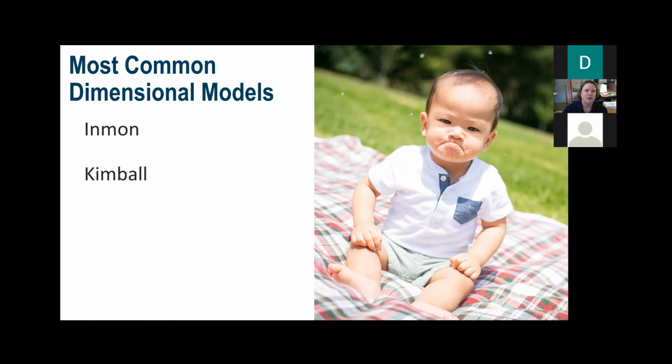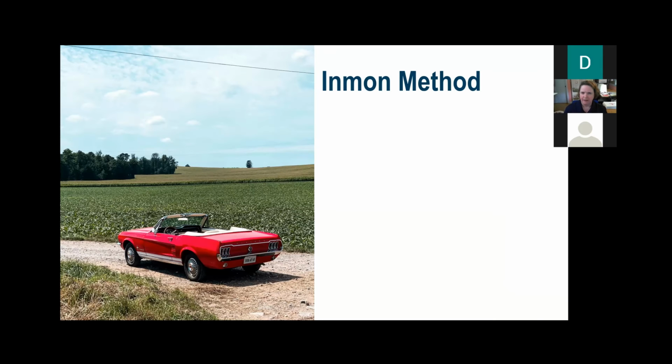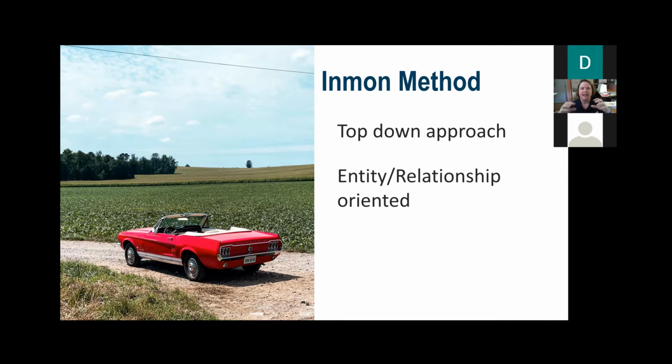All right, so what about that Inmon method? Well, that Inmon method takes a top-down approach. And what I mean by that is that it looks at the company as a whole and tries to build out this entity relationship-oriented diagram to make things relate together. And it's still in that very, very highly normalized method. So you're only storing a single piece of data once. You're not storing it multiple times. So that's the Inmon method.